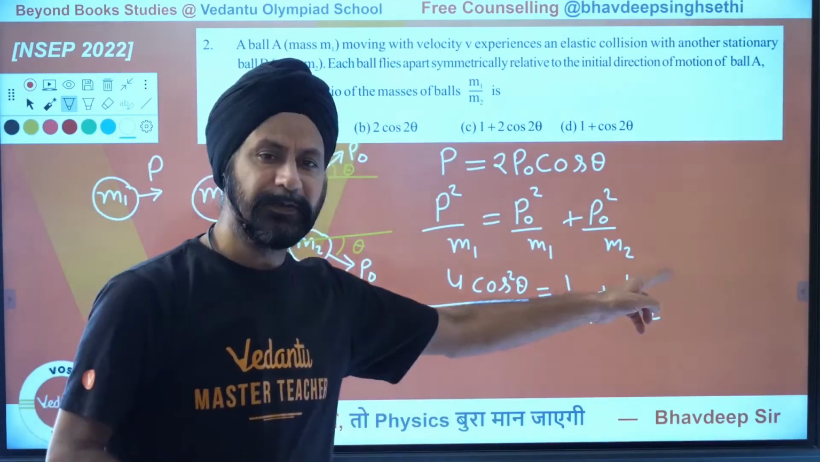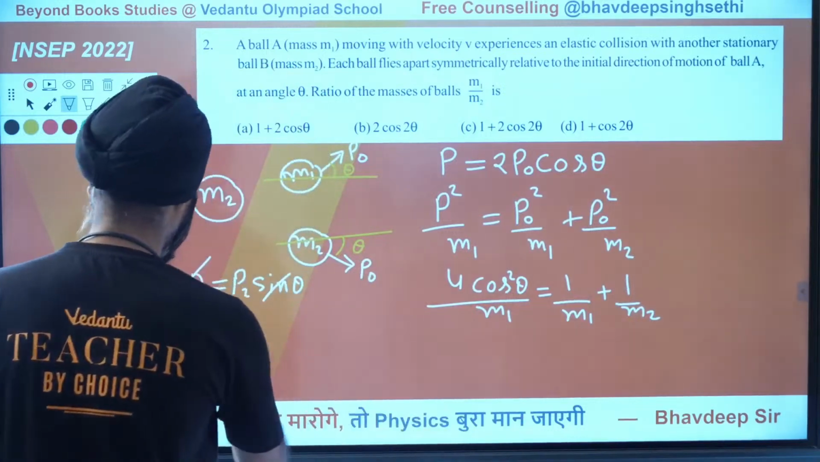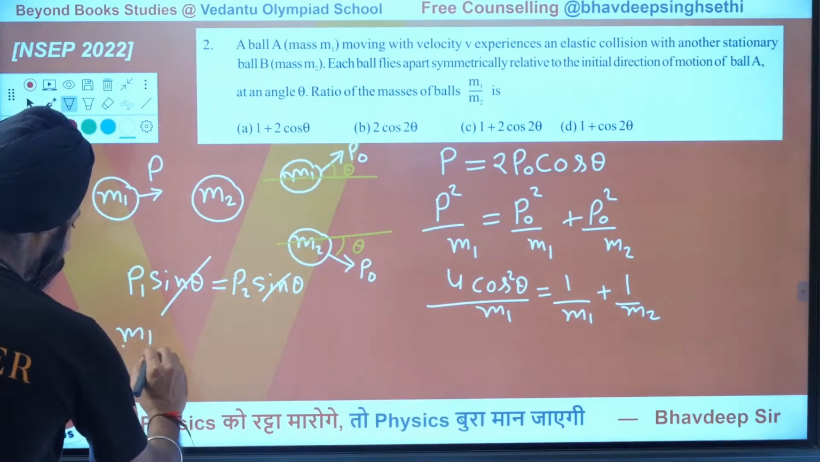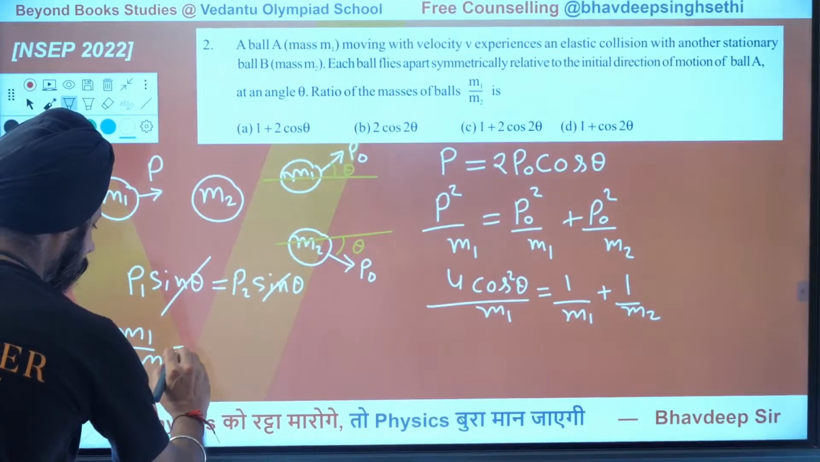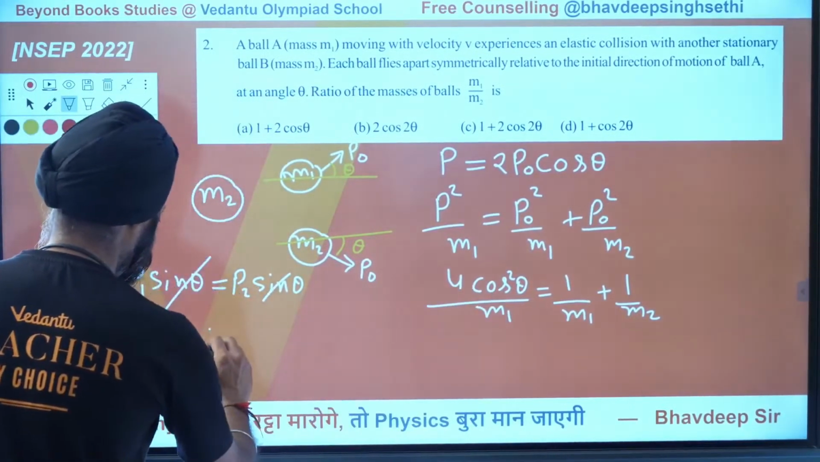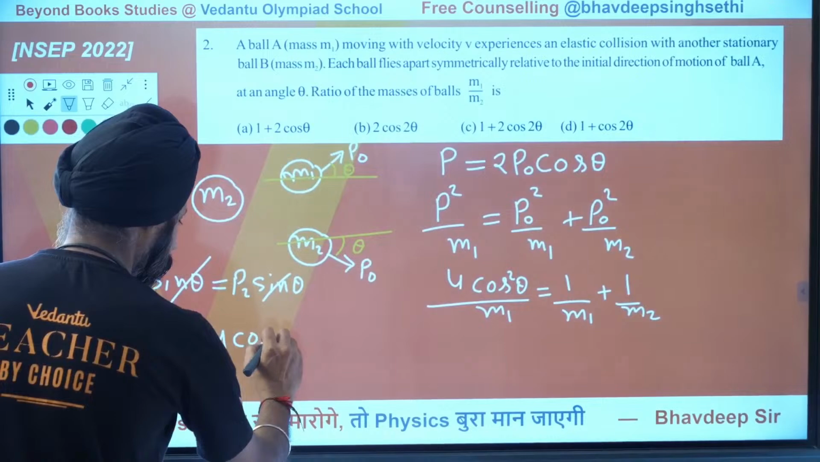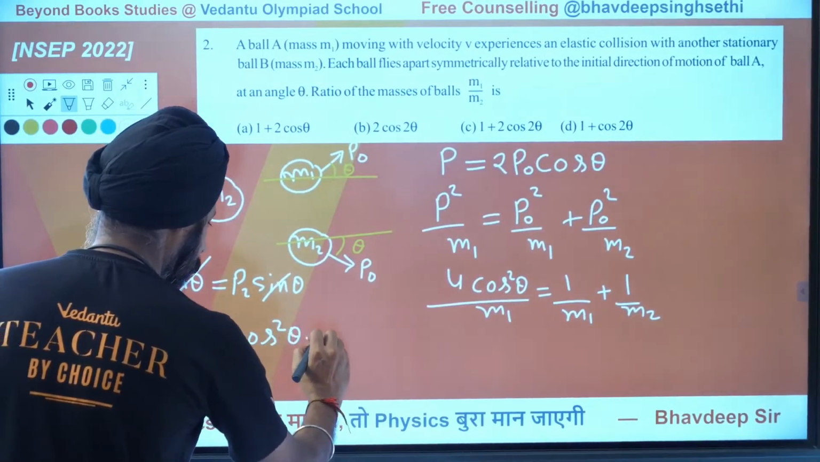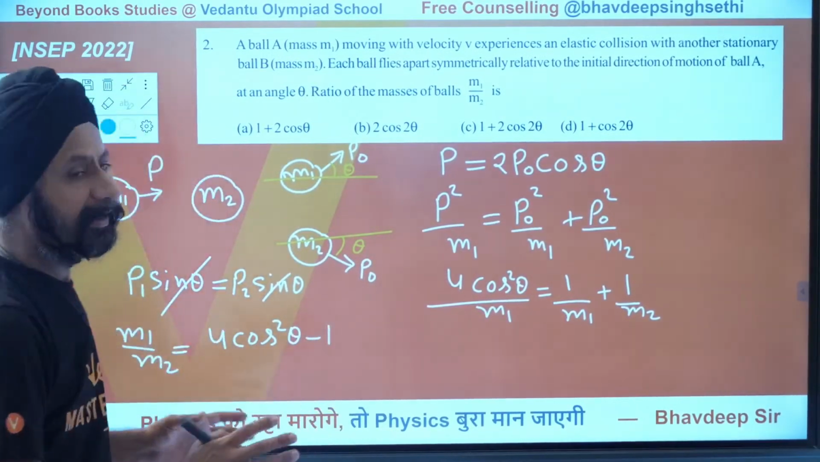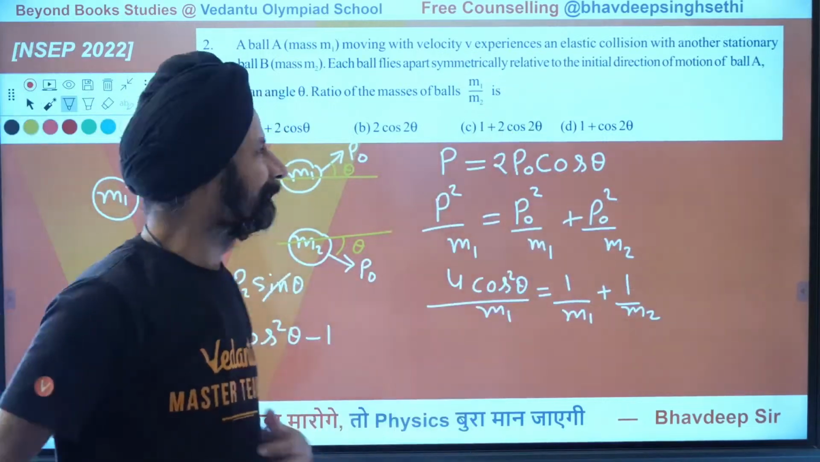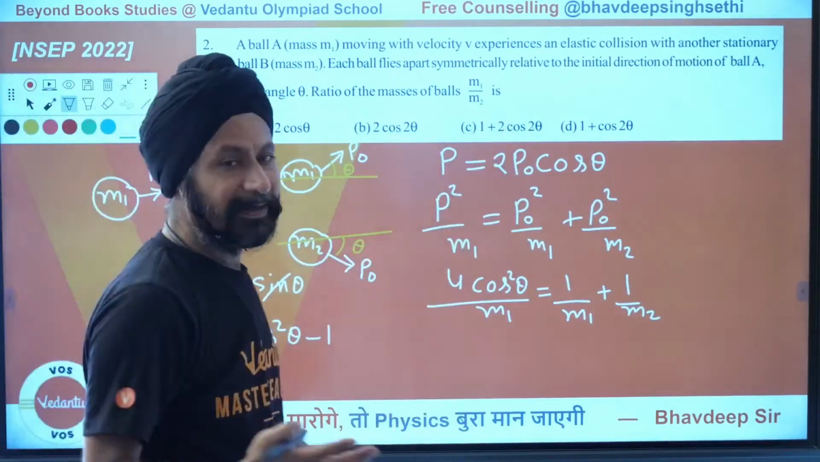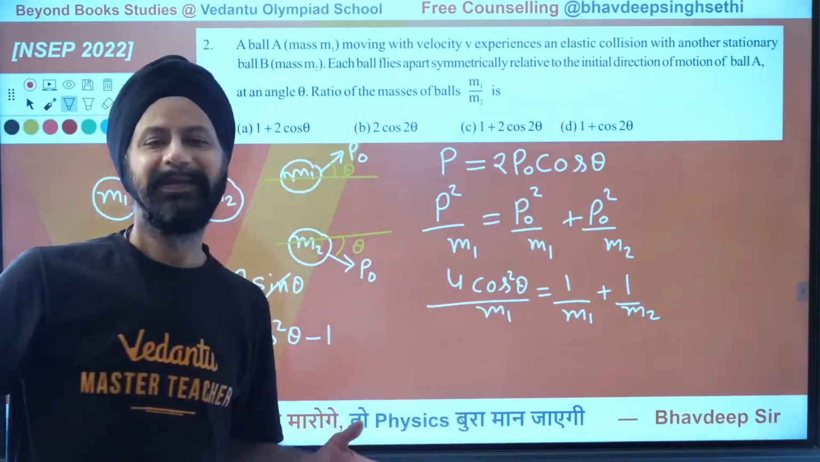So m1 goes there. So m1 by m2 comes out to be 4 cos square theta minus 1. That's my answer. I'm done. Yes. But wait, none of the options match because they have cos 2 theta.